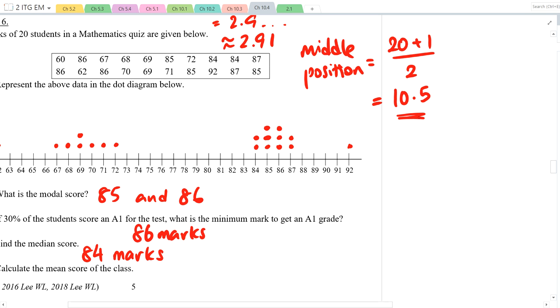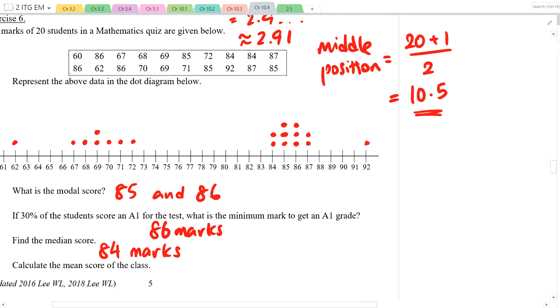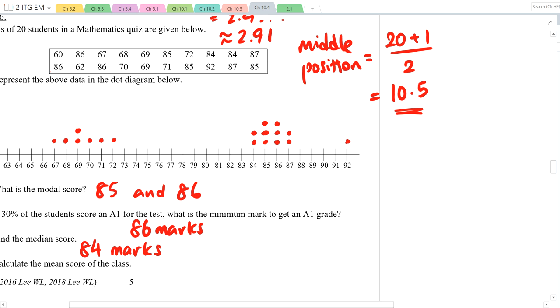Okay? If I arrange all these 20 numbers out, number 1, number 2, number 3, number 4, is there a number 10.5? No, right? But I require the value at number 10.5. What shall I do? I will find the average. The average marks for student number 10 and 11. Where is student number 10?